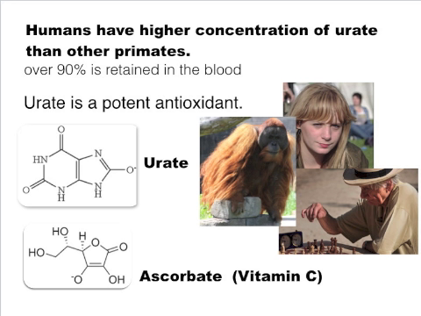Now the thing is, urate actually circulates in the bloodstream at fairly high concentrations. Humans have an even higher concentration of urate than other primates, and this is thought to have given us an evolutionary advantage. This is because urate is a very potent antioxidant. In fact, it's just about as powerful as ascorbate, vitamin C. And so it's thought that perhaps the loss of uricase counters our loss of the ability to make vitamin C.